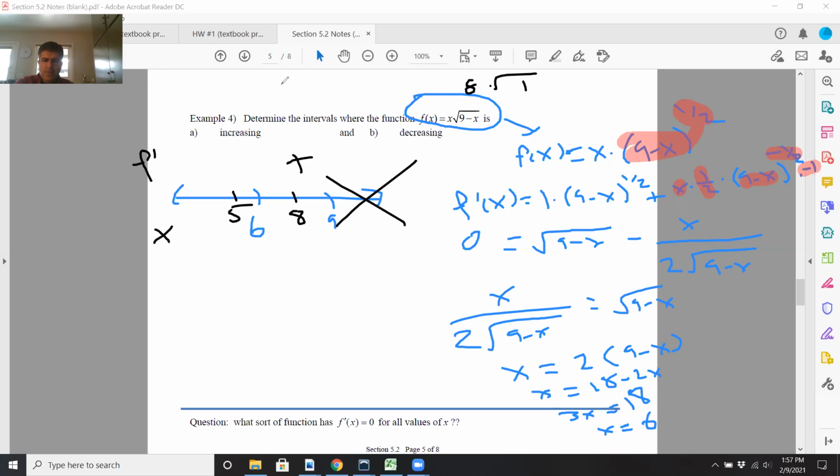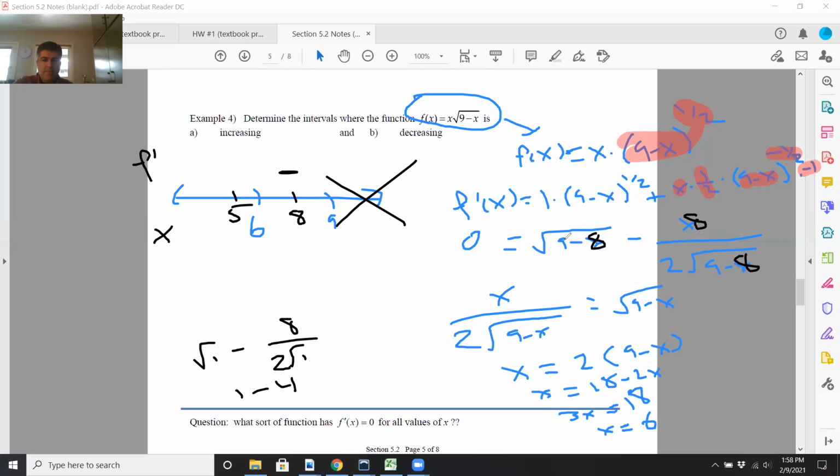Actually, hold on a sec here. Oh wait, did I make a mistake? Oh, I'm an idiot. Sorry, guys. You have to plug into your derivative, not the original function. My apologies. If I plug 8 into the derivative, that's √1. Remember, you've got to plug into the derivative to see what the sign of it is. So that's going to be √1 minus 8 over 2 √1. That's going to be a negative number because you have 1 minus 4. So my derivative is negative here, anything between 6 and 9.